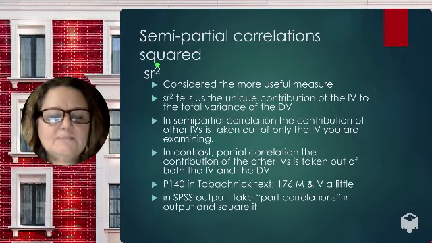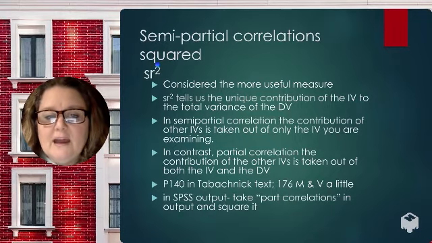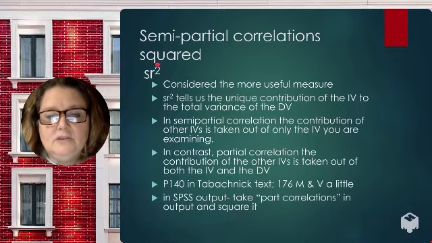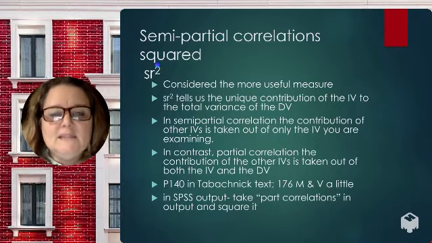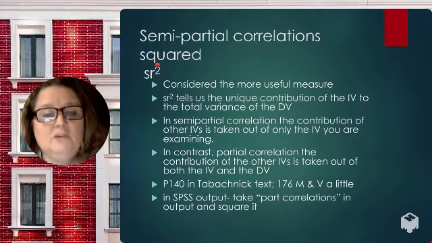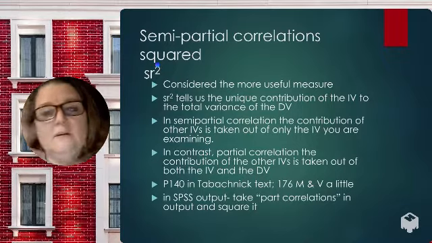The semi-partial correlation squared tells us the unique contribution of the IV to the total variance of the DV compared to. So it's a ratio. In semi-partial correlation, the contribution of other independent variables is taken out of only the independent variable that you are examining, not of the denominator, which would be the whole dependent variable.